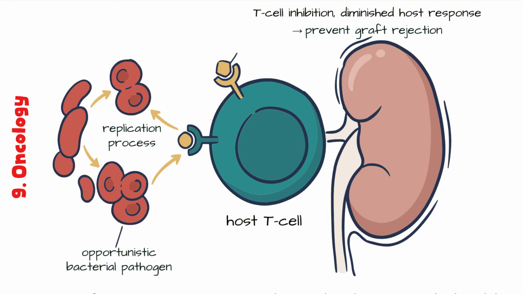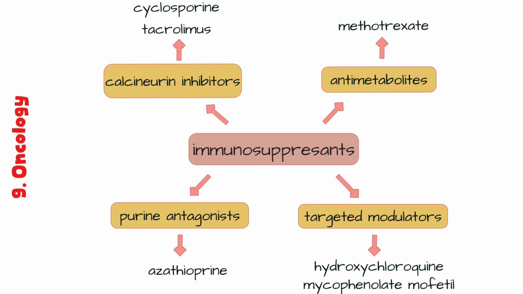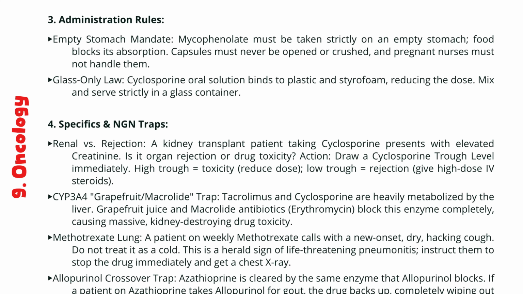Calcineurin inhibitors like cyclosporine and tacrolimus cause real nephrotoxicity through afferent arteriole constriction. Antimetabolites like methotrexate carry the same lung risk here as everywhere else. A new, dry, hacking cough is never just a cold. It's the herald sign of life-threatening interstitial pneumonitis, and the drug stops immediately with a chest X-ray to follow. Hydroxychloroquine causes irreversible macular toxicity, permanent blindness, so baseline and every 6 to 12 month eye exams are mandatory.